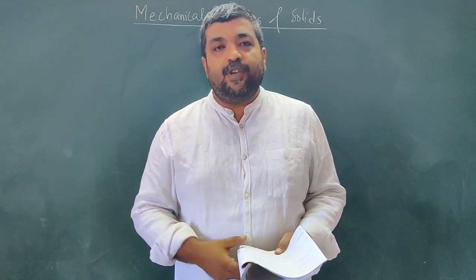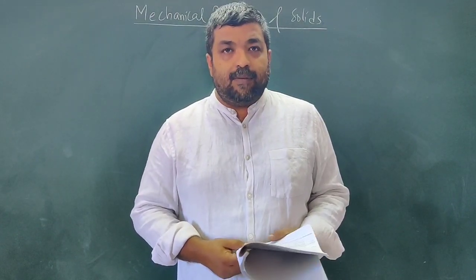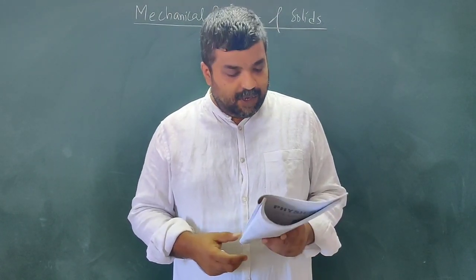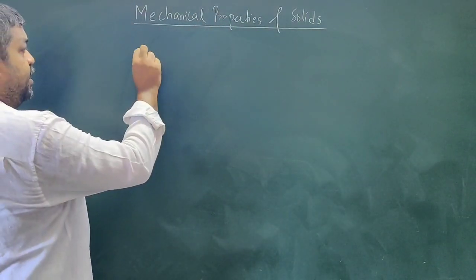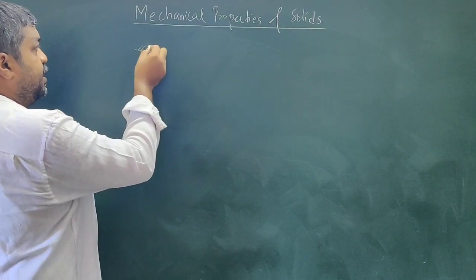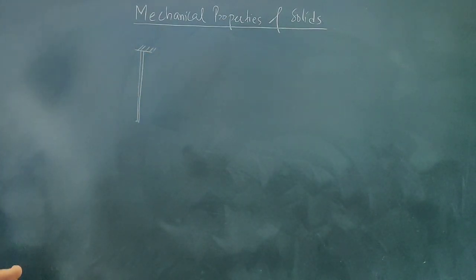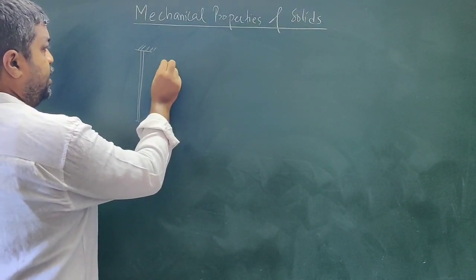So in today's video we are going to discuss a few numericals from the chapter Mechanical Properties of Solids. Okay, so the first question is, suppose you have a metallic wire, and it is fixed to a rigid support. Now its actual length is L.